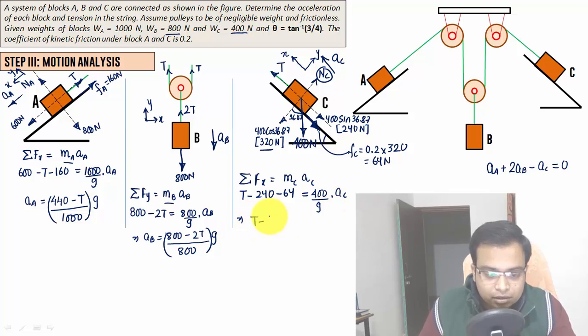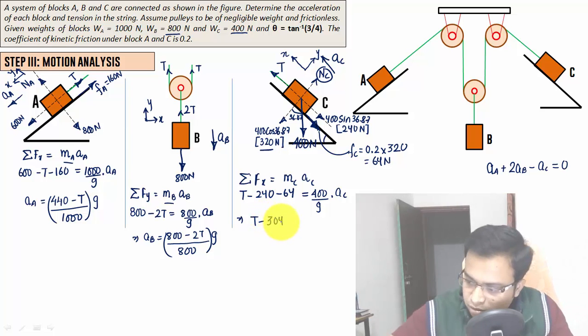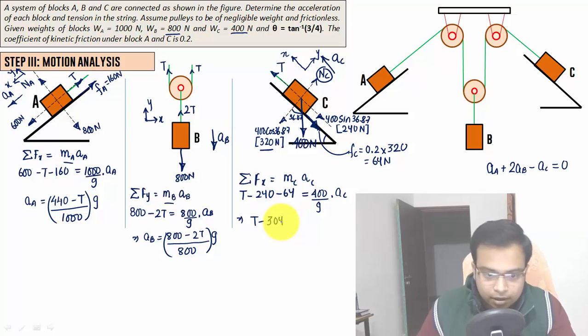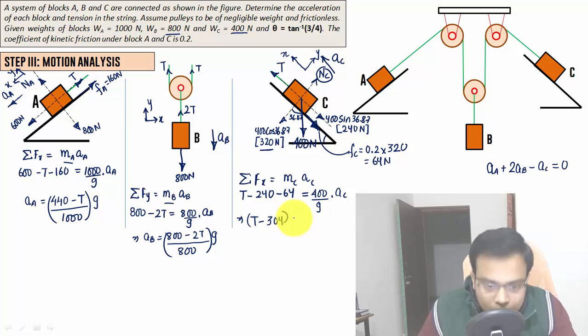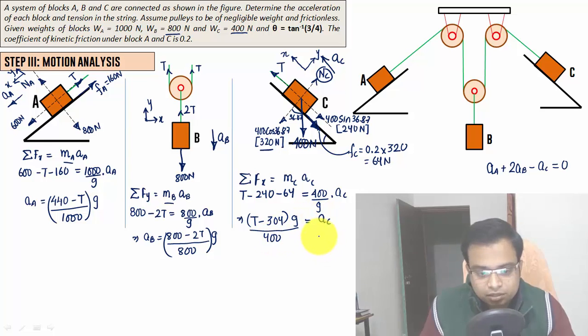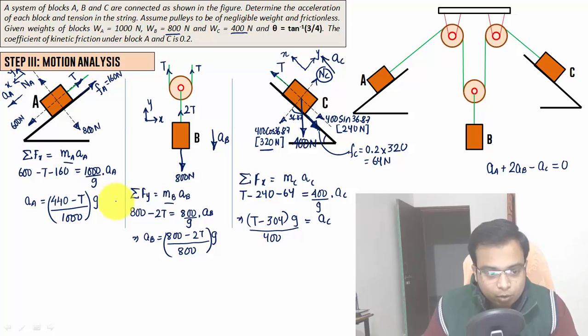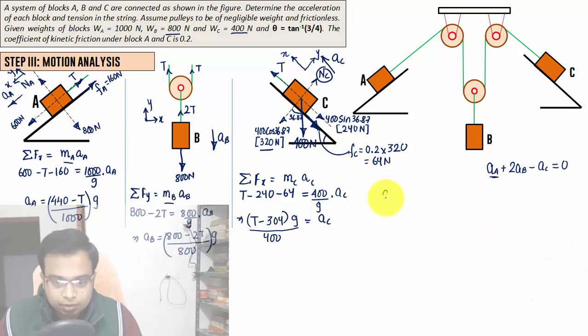T minus, this is going to work out as 304 if I'm not wrong. Let me check how much it is. 304, yeah. AC equals (T minus 304) into g over 400. This is precisely the expression for the acceleration of block C in terms of T, right? Okay, we are going to put all of this into this equation, right? So we have the value of AA. Let me write this over here again.